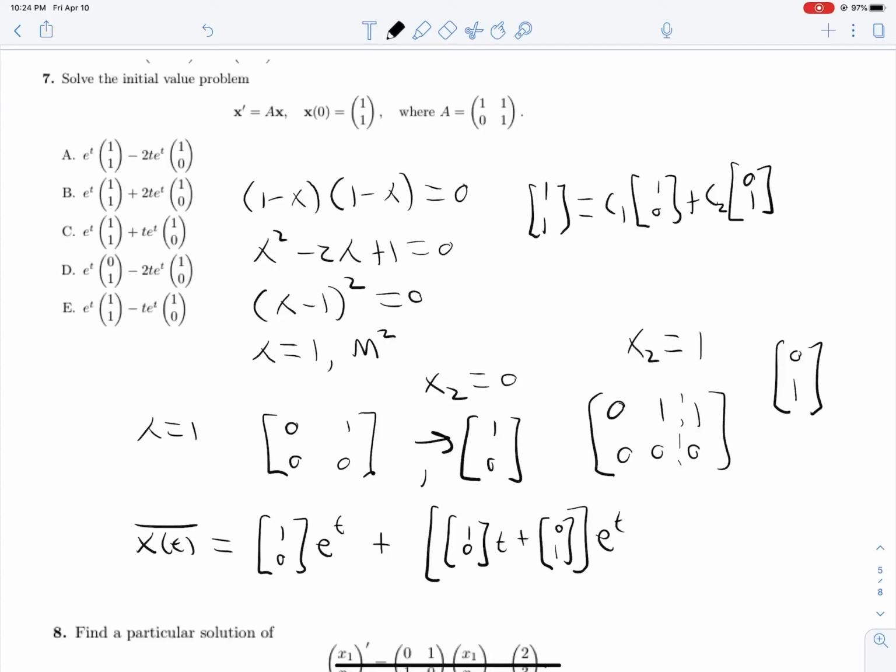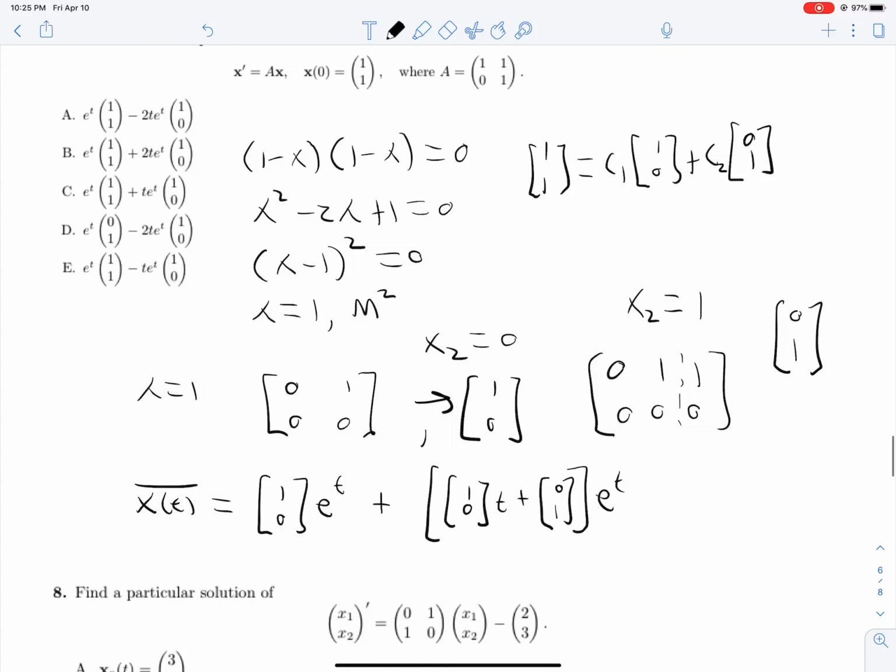And then finally, we are ready to solve. It looks like there are some combinations we can do over here, because this 0, 1 e to the t can just get added to our 1, 0 e to the t, and we can say that x of t is equal to 1, 1 e to the t plus 1, 0 t e to the t. So we have answer choice C, e to the t times 1, 1 plus t e to the t times 1, 0.